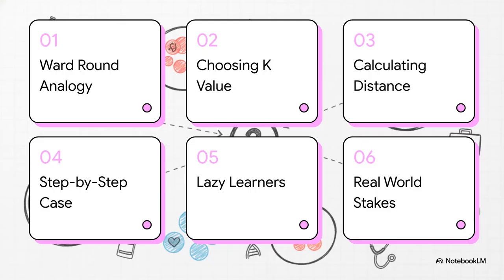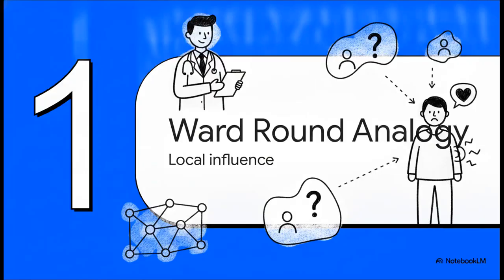All right, here's our roadmap for today. We're going to cover the ward round analogy, choosing the k-value, calculating medical distance, a step-by-step case study, lazy learners and trade-offs, and finally, the real-world stakes. Let's dive right in. Section 1.